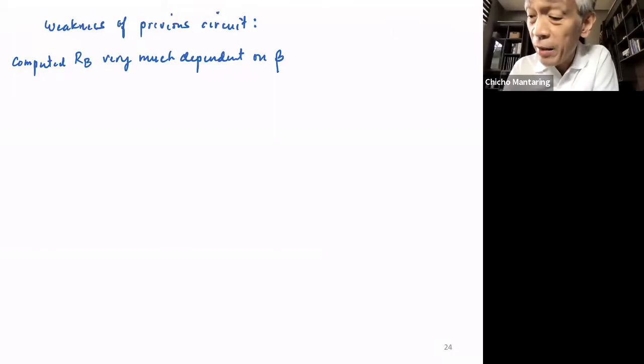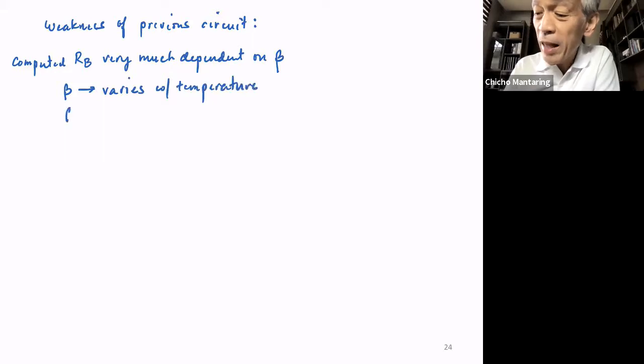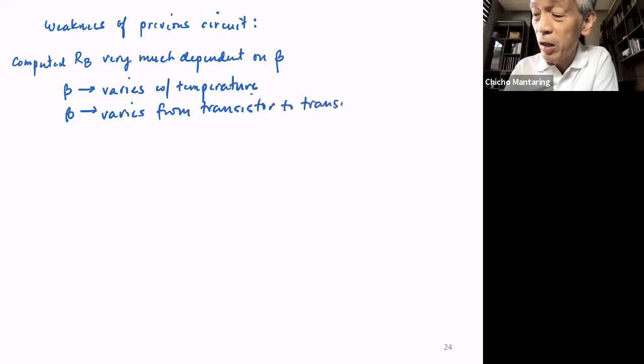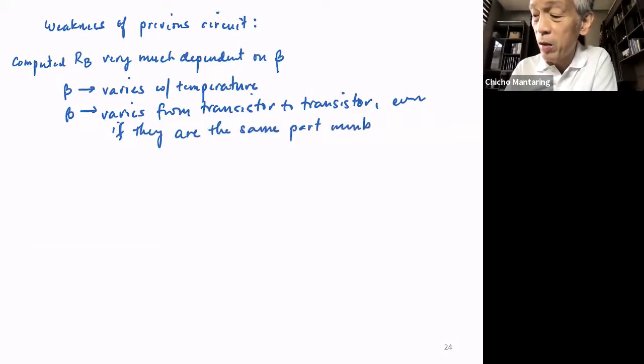Why? No, beta varies with temperature. Beta also varies from transistor to transistor even if they are the same part number.